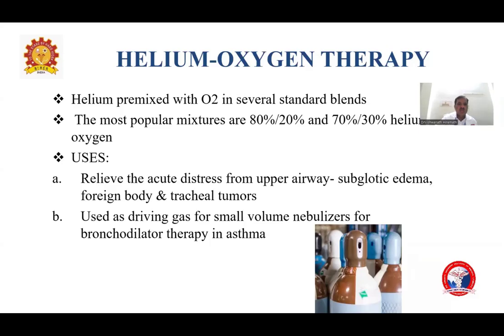Then oxygen with helium, which we call Heliox therapy. Helium is premixed with oxygen in several standard blends, with concentrated mixtures of 80-20 or 70-30 helium and oxygen. It is used for relieving acute distress from upper airway obstruction due to subglottic edema, foreign body, or during the management of tracheal tumors. It is used as a driving gas for small volume nebulizers for bronchodilator therapy in asthma.